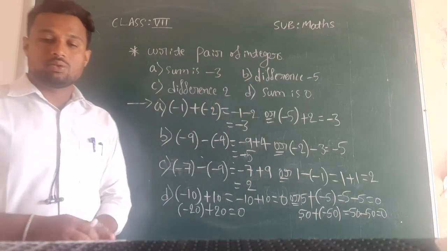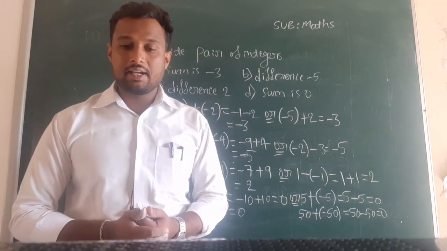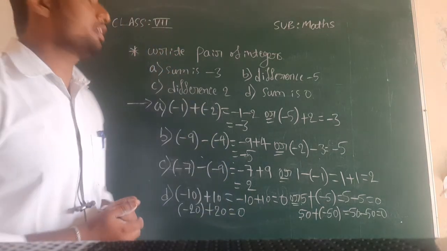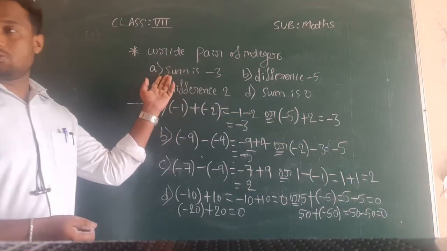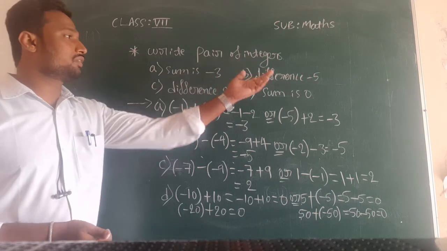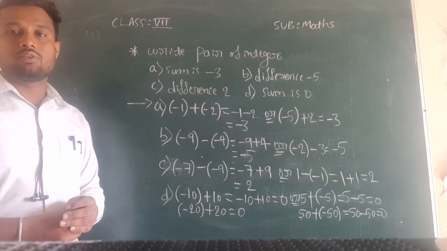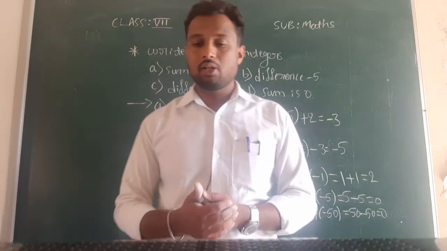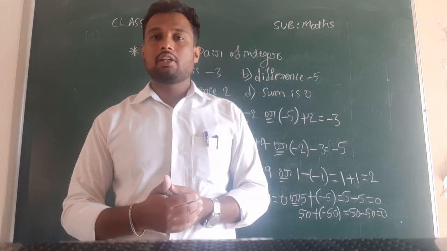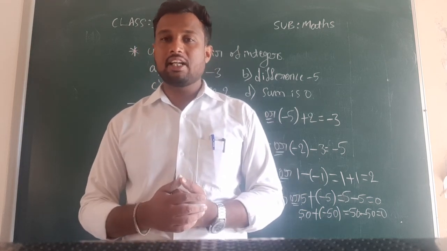Okay. So today we discussed additive identity and how to get pairs of integer values when you are adding, means when sum is minus 3, difference is minus 5, difference is 2 and sum is 0. Okay. So tomorrow I will discuss some of the problems from exercise 1.2 so that it will be easy for you to solve exercise 1.2. Tomorrow I will discuss that.